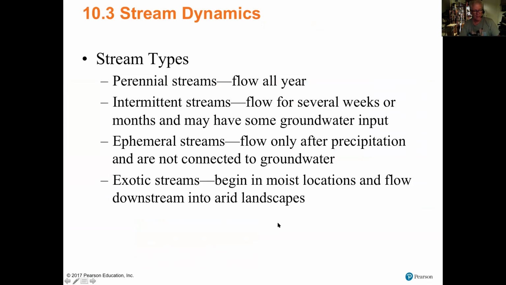Okay, so that's erosion and deposition. So then we'll move on to stream types quickly in the next part.